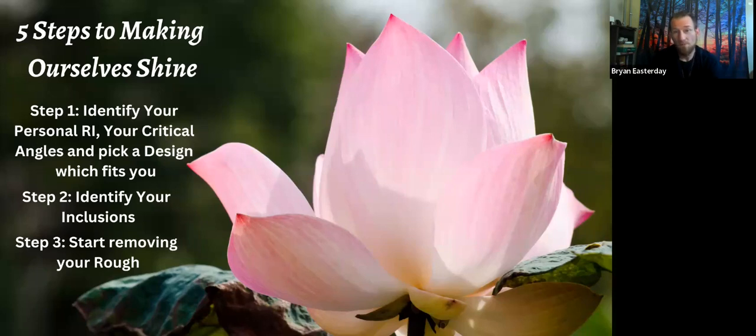Step number 3, then you actually have to start removing your rough. You have to start cutting on the stone, getting it to the rough shape of what you want. And this is done through a process of grinding. It's pressure applied. It's rough. It's literally grinding and removing away things. And just like in our life, in order to shape our life into the thing we want, it's going to take time. It's going to be a process.